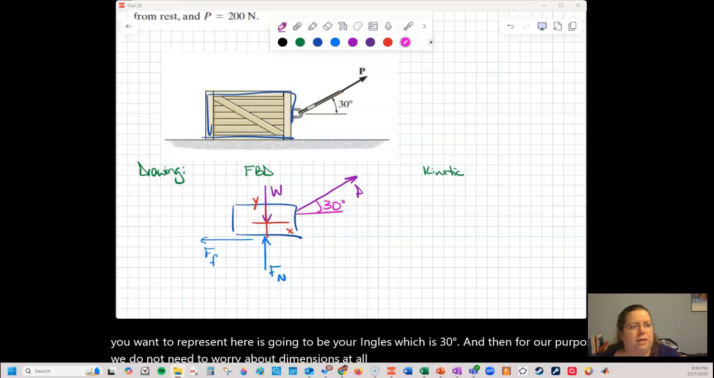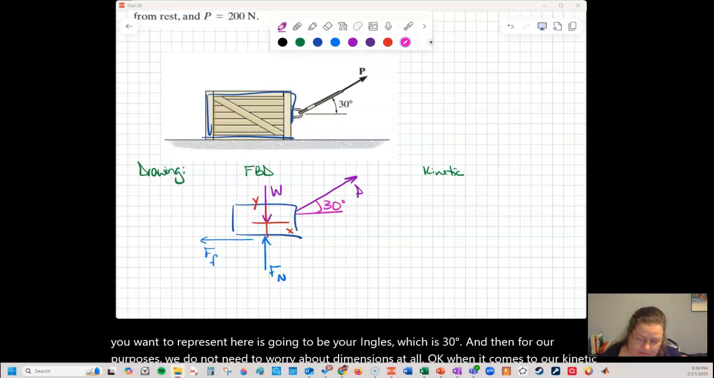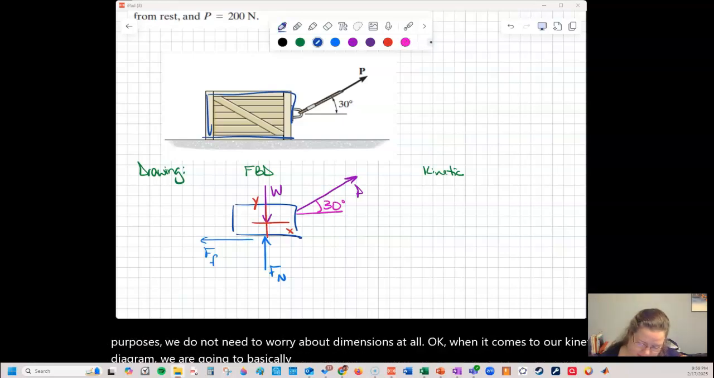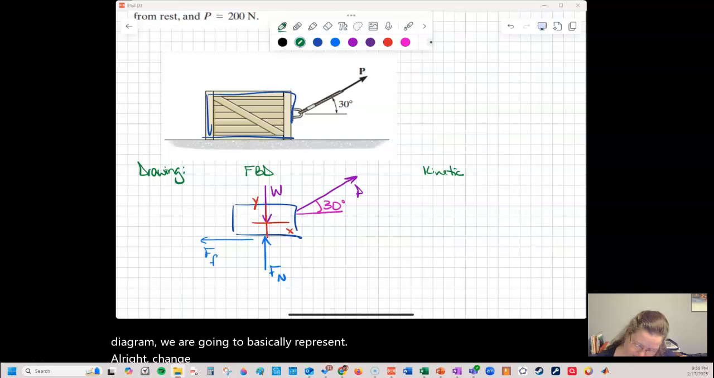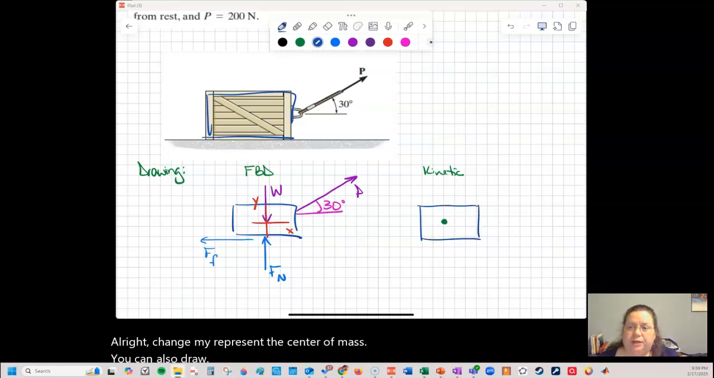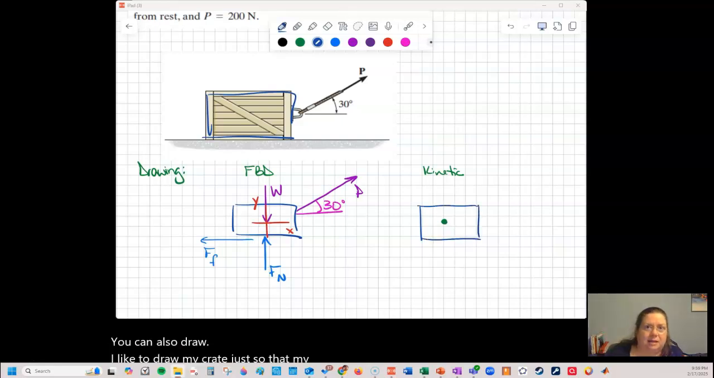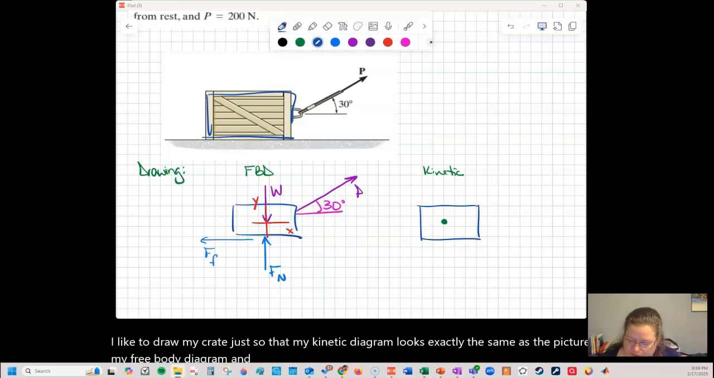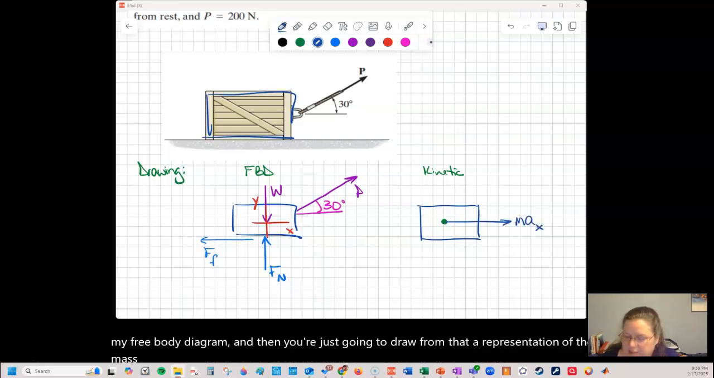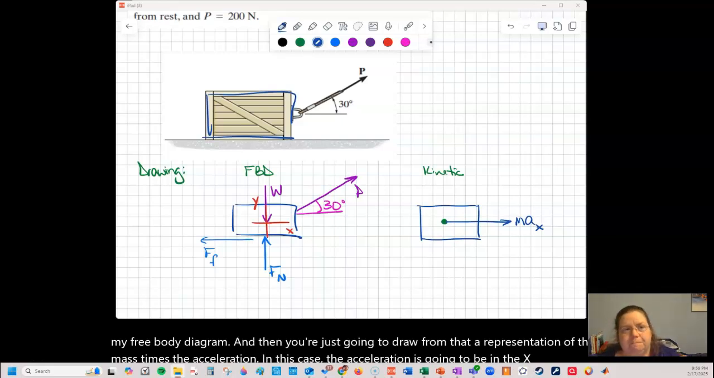Okay. When it comes to our kinetic diagram, we are going to basically represent the center of mass. I like to draw my crate just so that my kinetic diagram looks exactly the same as the picture in my free body diagram. And then you're just going to draw from that a representation of the mass times the acceleration. In this case, the acceleration is going to be in the x direction only.